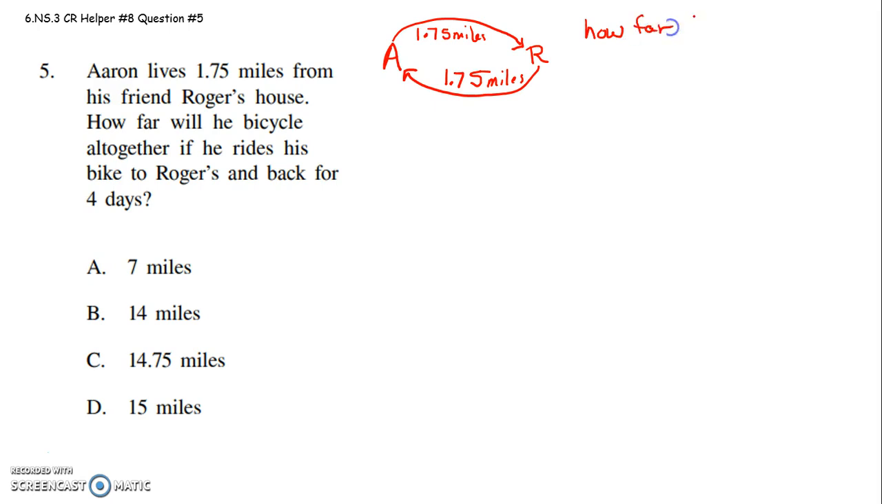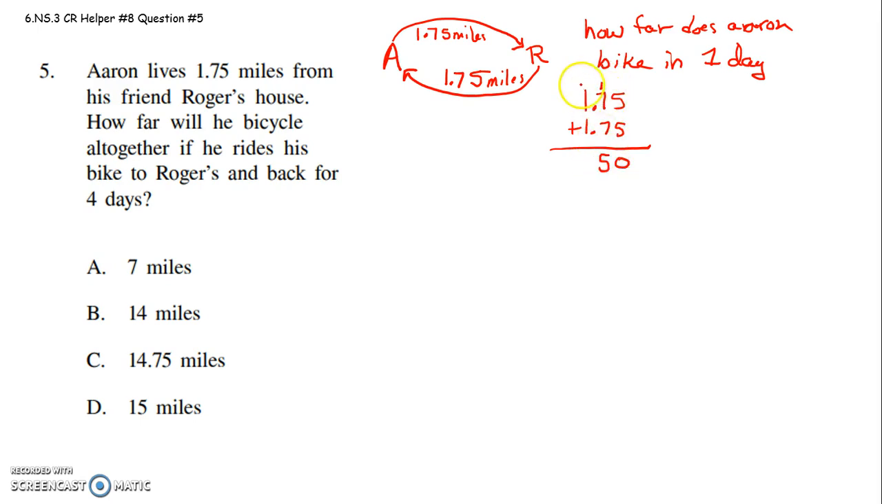How far does Aaron bike in one day? All right, well, he goes to his friend's and back, and each way is 1.75, so you could either choose to do 1.75 plus 1.75, lining up those place values. 5 and 5 is 10, put down a 0, carry 1. 7 and 7 is 14, and 1 more is 15. Make sure you keep your decimal point. 1, 2, 3, 3.5 or 3.50.